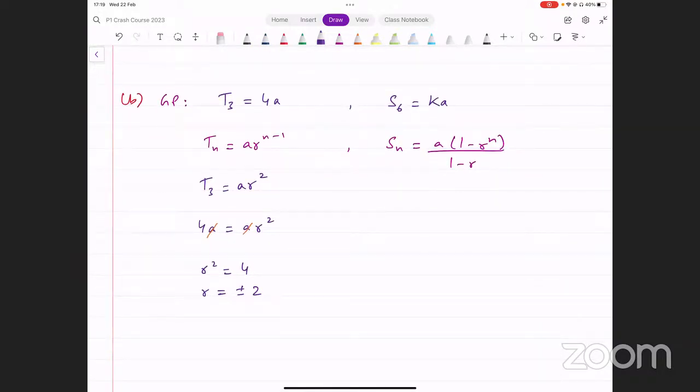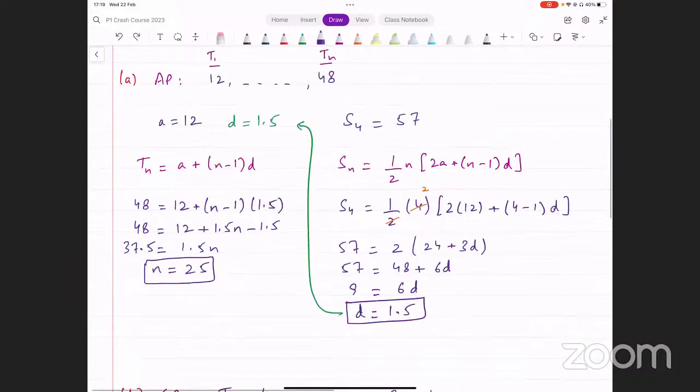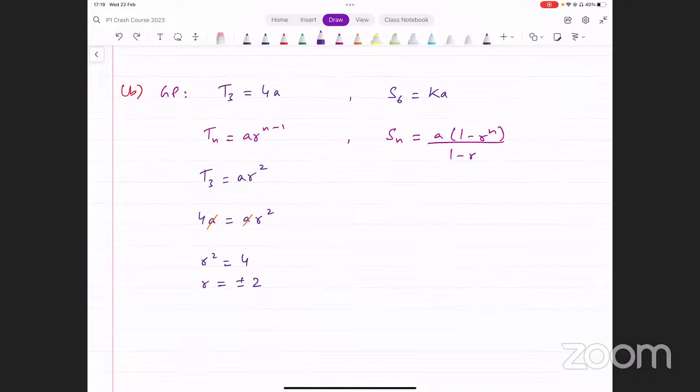Now, what's the sum formula? The sum formula is A into 1 minus R raised to power n. Sorry, we are looking for S6. That would be A into 1 minus R raised to power n over 1 minus R. The value of n is 6. We can just replace that with 6 here. Now, since it's equal to K times A, we can put S6 equal to KA here. All right, so in place of S6, we can write K times A.